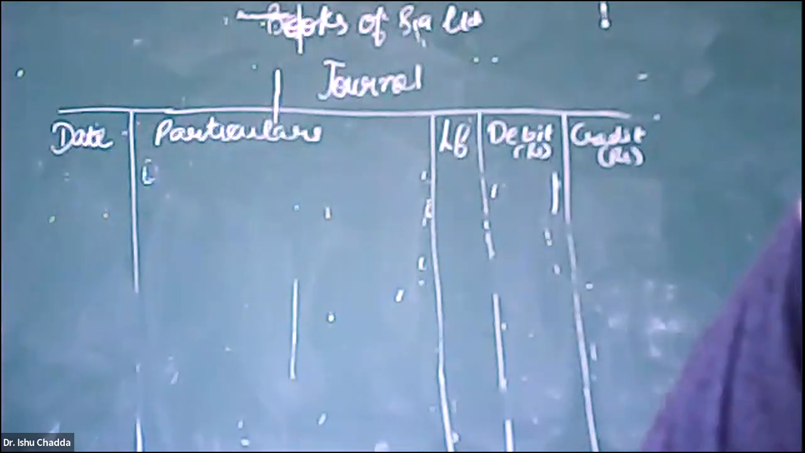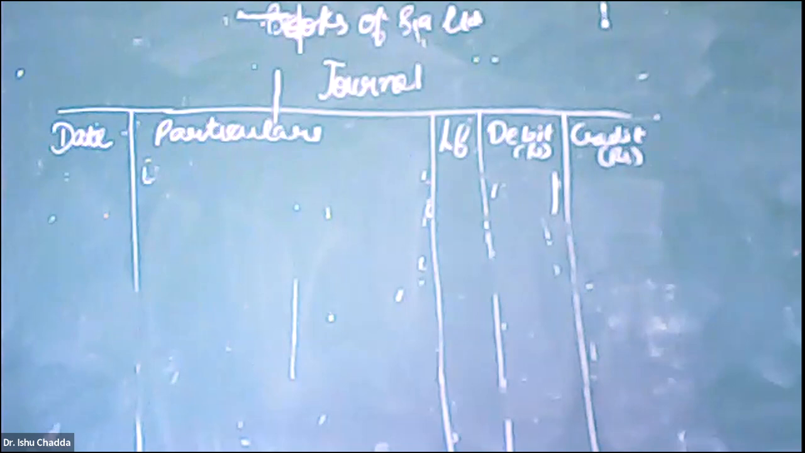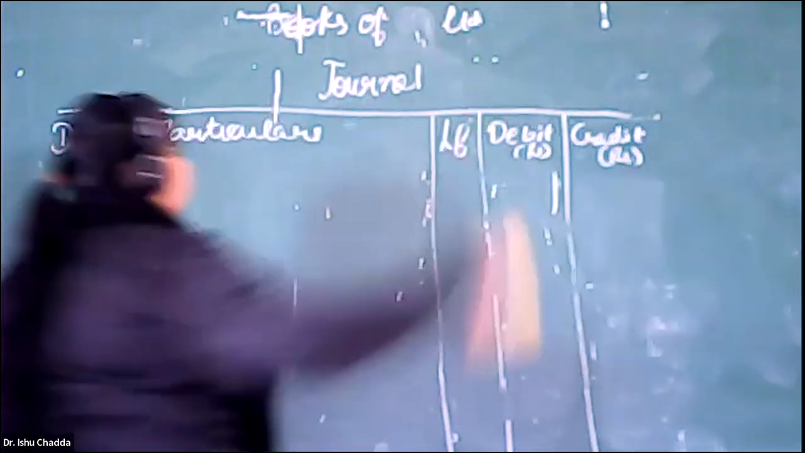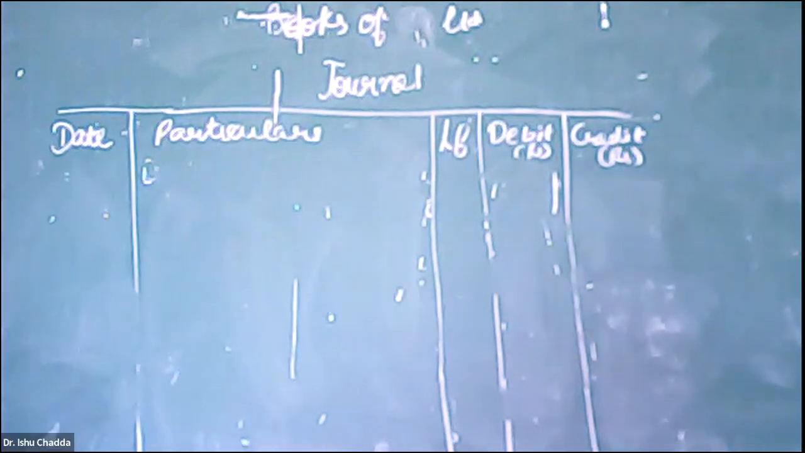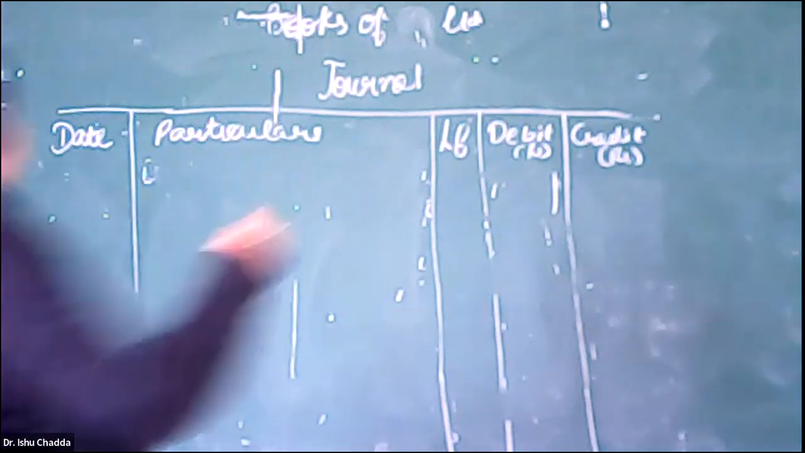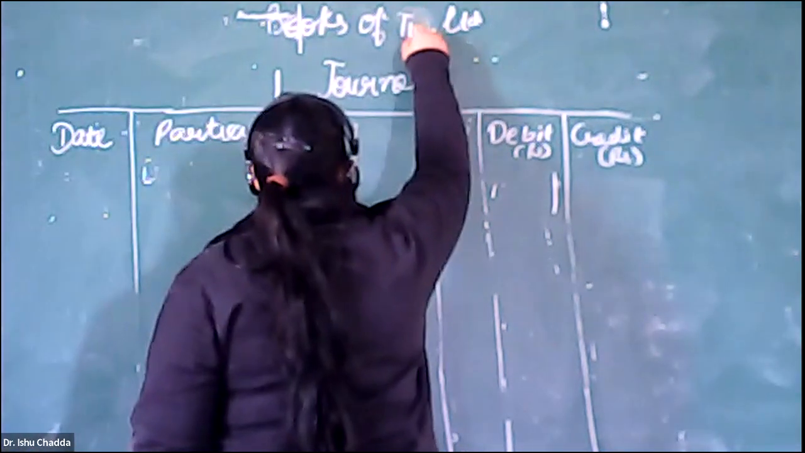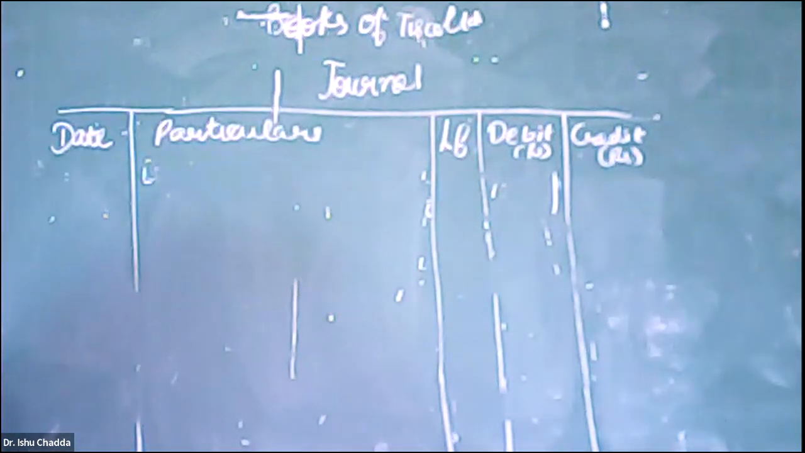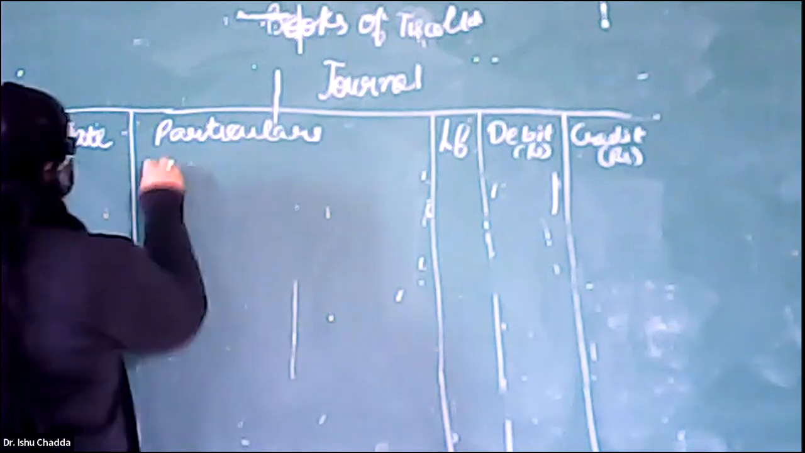Let's start the sum. So these are the books of account of the company. The first entry will be the application entry, that is bank account debited to equity share application account.